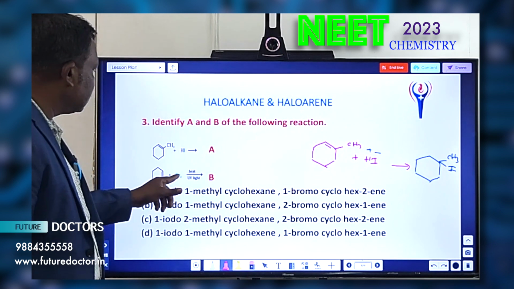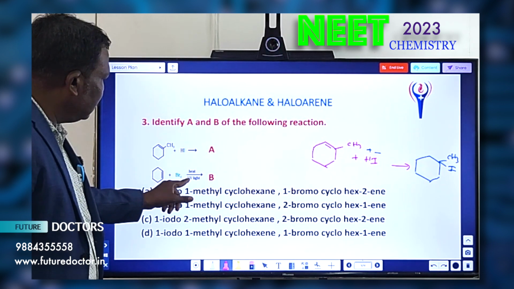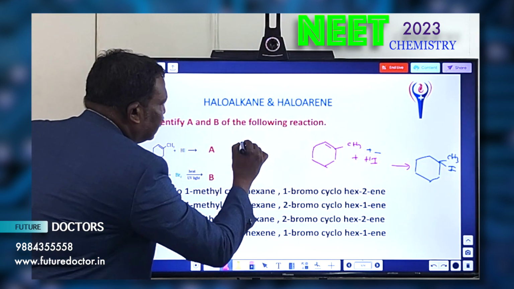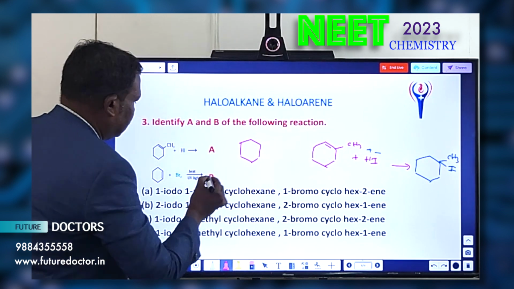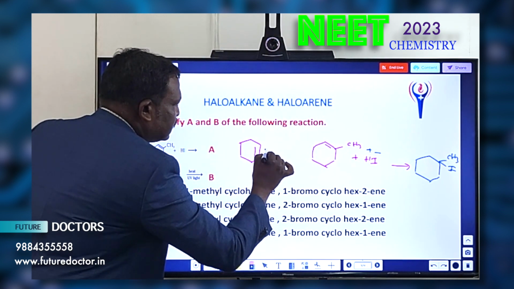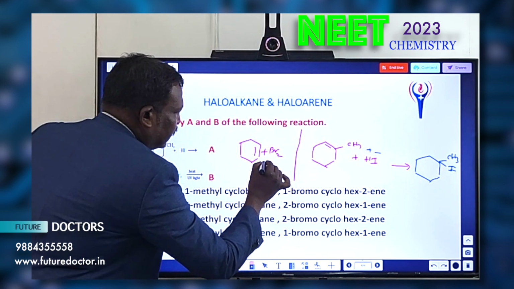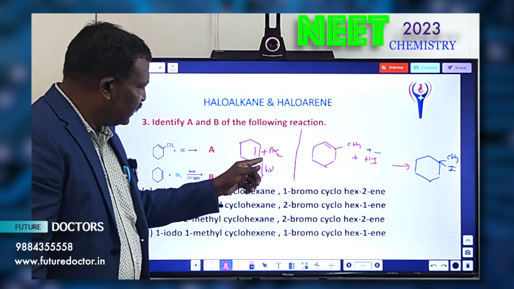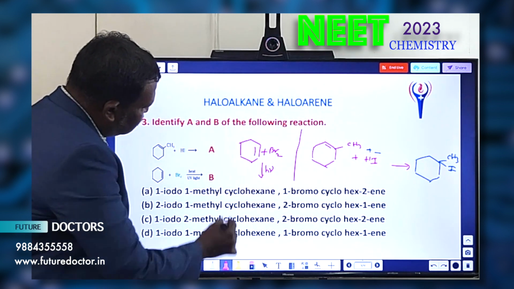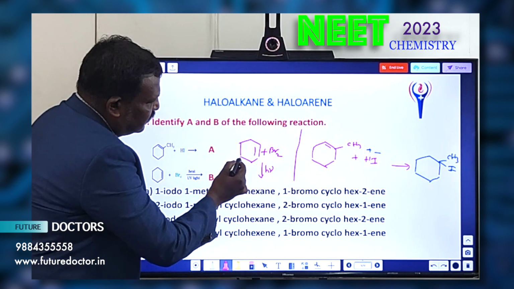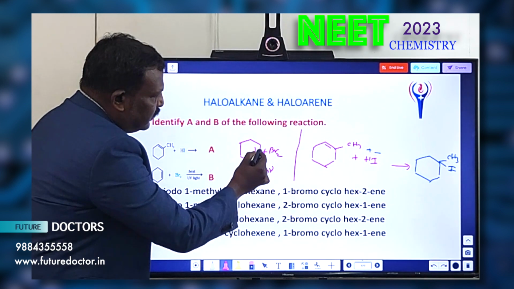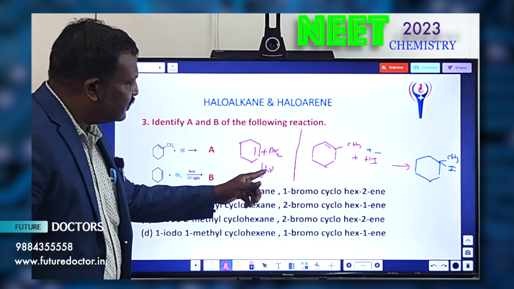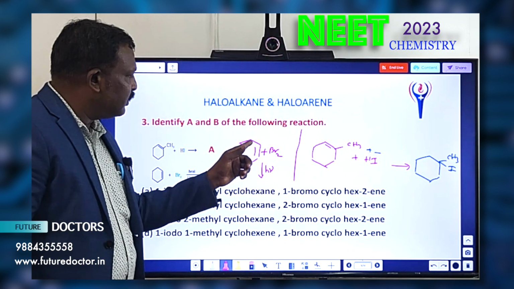Okay. Then B is heat, UV light. UV light means it replaces sp3 hydrogen. Suppose I write it here. Then here Br, here plus Br2. Whenever you see sunlight, bromine is added in the presence of sunlight. It replaces sp3 hydrogen. This is sp3 hydrogen, this is sp3 hydrogen, this is sp3 hydrogen. But these two are sp2 carbon. So whenever you add light energy, it replaces sp3 hydrogen by halogen.